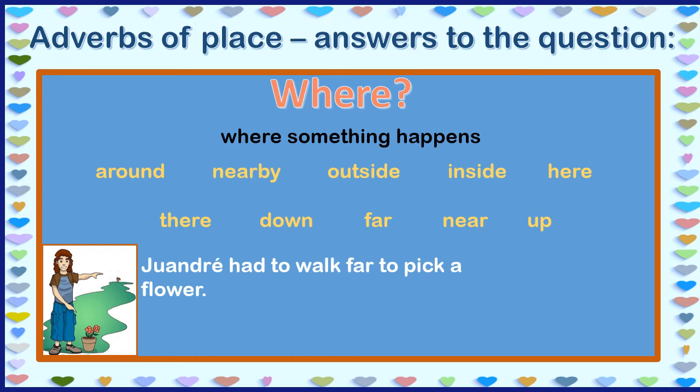Jandre had to walk far to pick a flower. So our verb in that sentence is walk, right? Now, does it tell us where he walked? Yes, he walked far. Okay, now far could sound to you as if it should have been a how, but far is where. It is far away, right? So he had to walk far to pick a flower.